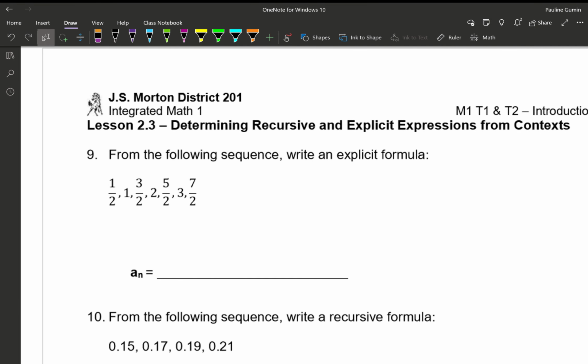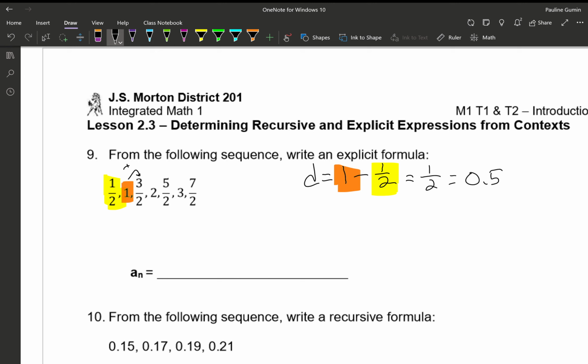All right, number 9. Let's write an explicit formula. Now this is an arithmetic sequence, and we can find that out by doing the common difference. I got ahead of myself. We're doing the second term minus the first term. Let's do it. Second minus first. And 1 minus 1/2 is 1/2, or in your calculator, you might get 0.5. Let's test it out and pretend I didn't just give it away.